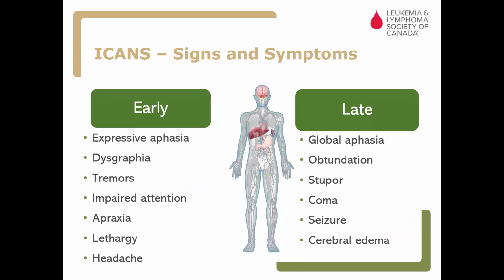Signs and symptoms of ICANS, like CRS, can be divided into two categories of early and late. Early symptoms of ICANS include expressive aphasia, dysgraphia or impaired ability to write, tremors, impaired attention, apraxia, lethargy, and headache. While late signs and symptoms include more serious ones, including global aphasia, obtundation, stupor, coma, seizure, and cerebral edema.